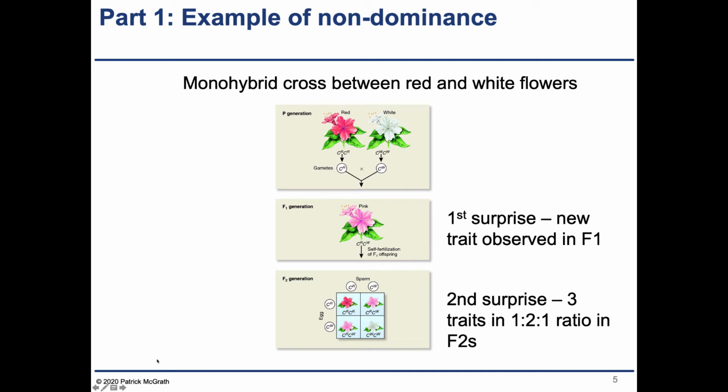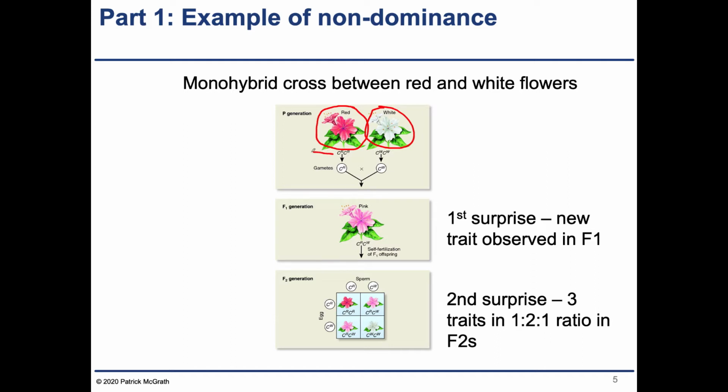Okay, how can you have situations of non-dominance? So we start looking at this population of flowers, four o'clock flowers. And so you have two pure breeding populations of these flowers. One has red color and one has white color. So again, we know that a pure breeding plant is homozygous, so they cannot be heterozygous.